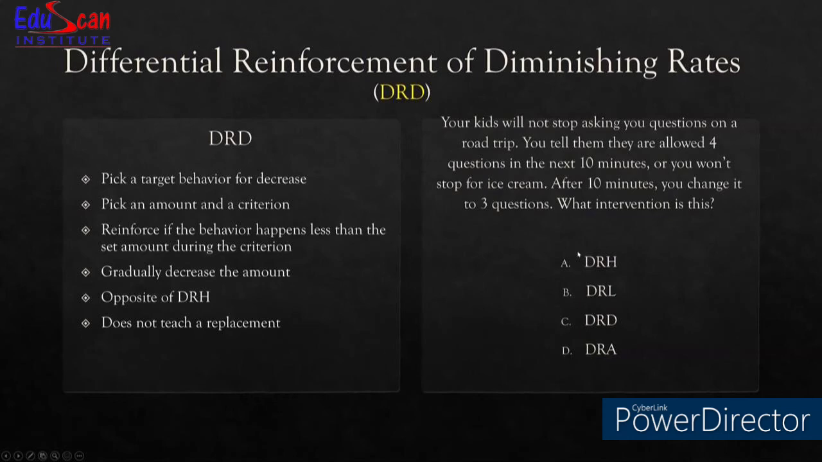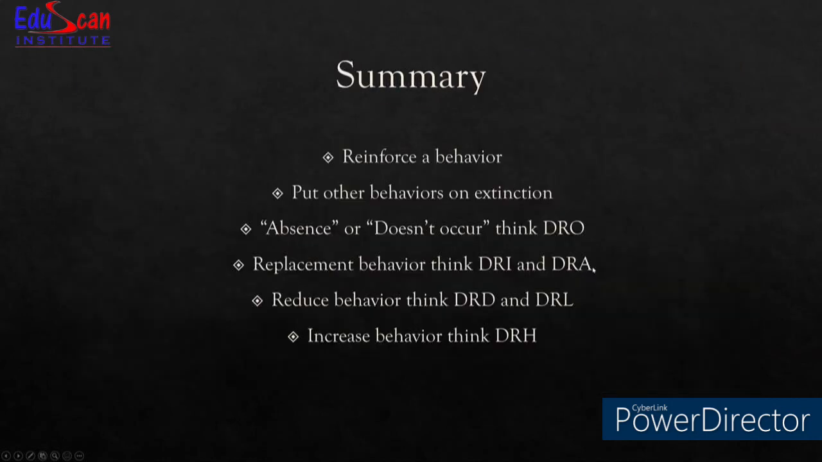So the rate at which they are asking questions is decreasing. First it was 4 questions in 10 minutes, then it became 3 questions in 10 minutes, and probably 2 questions in the next 10 minutes. So we have covered all the differential reinforcements. Let's try to understand the overall view of it.